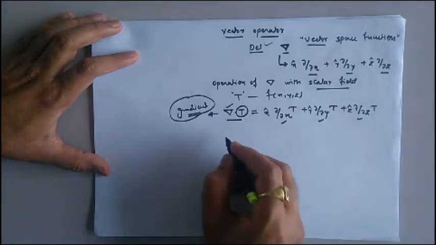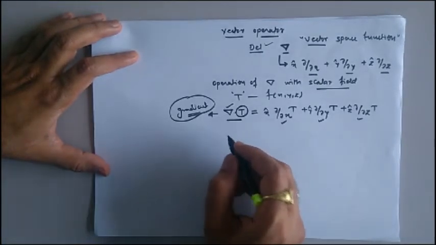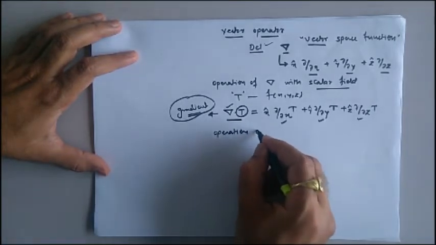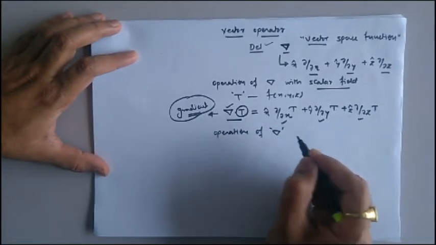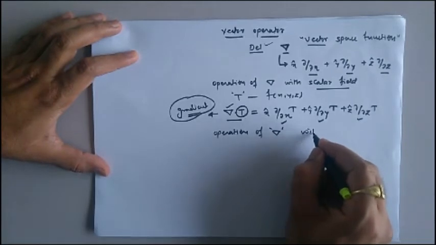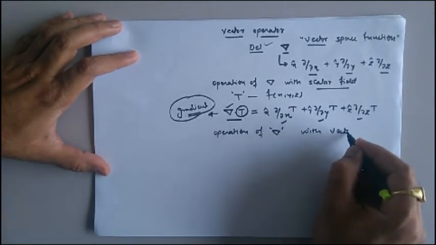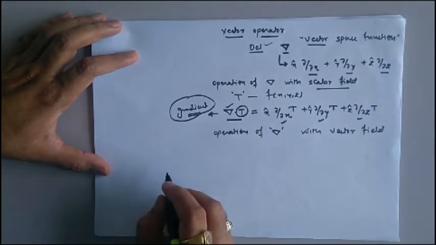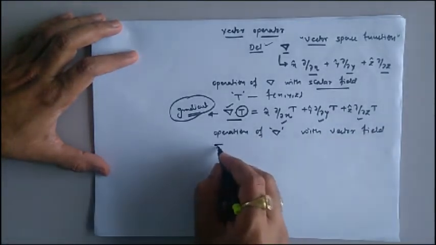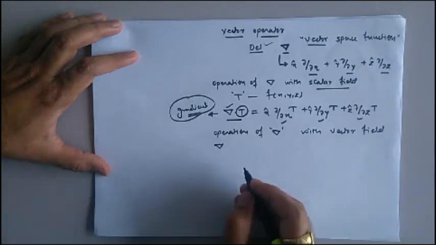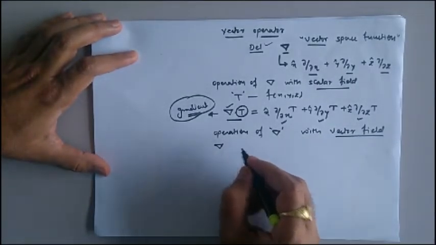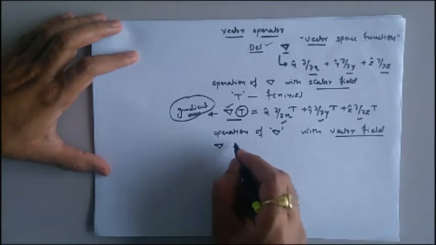नाउ लेट अस ट्राई टू एनालाइज द ऑपरेशन ऑफ दिस ऑपरेटर डेल विथ रिस्पेक्ट टू ए वेक्टर फील्ड. दैट मीन्स अब हम क्या कर रहे हैं कि मेरे पास में ये ऑपरेटर डेल है और मुझे इसका मल्टीप्लिकेशन करना है एक वेक्टर फील्ड के साथ में. एंड लेट अस कंसीडर दैट वेक्टर फील्ड इज इंडिकेटेड बाय सिंबल ए बार.